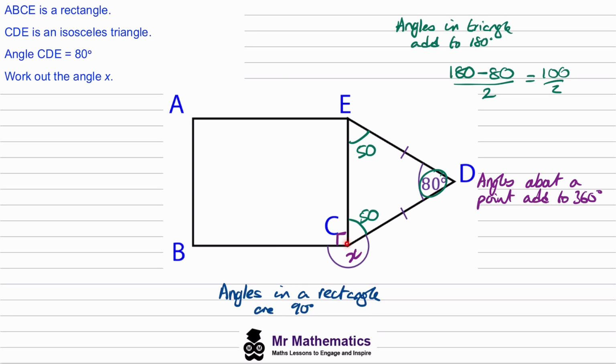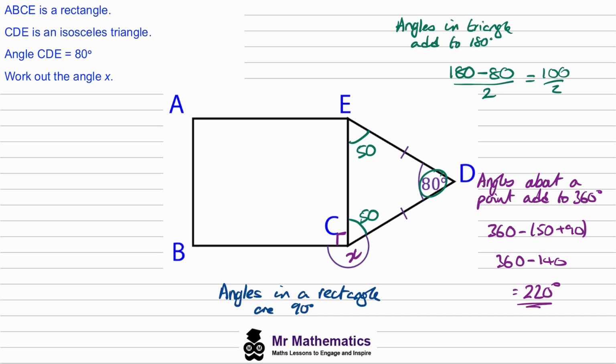And we know the angles about this point will add up to 360. So X will be 360 minus the 50 plus the 90. And 360 take away 140 will give us 220 degrees. Okay?